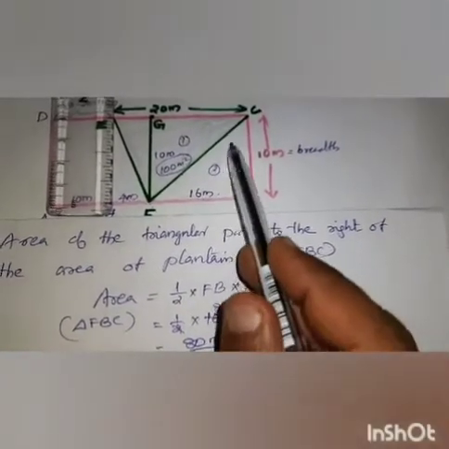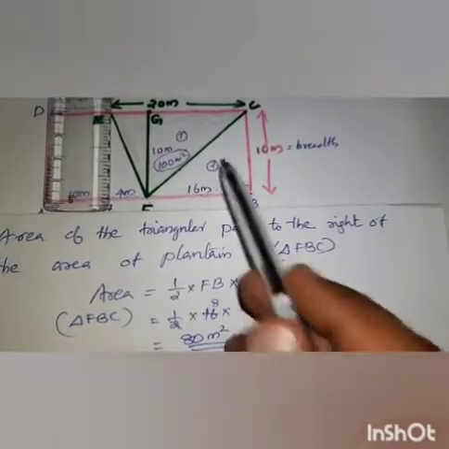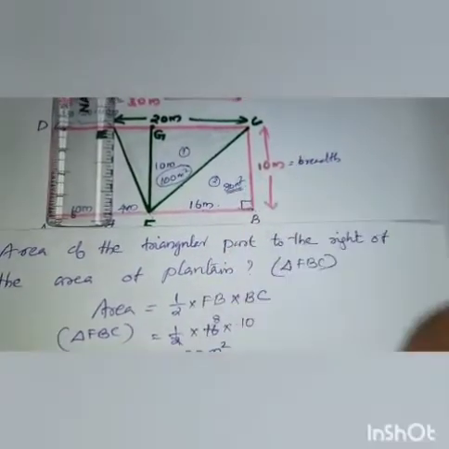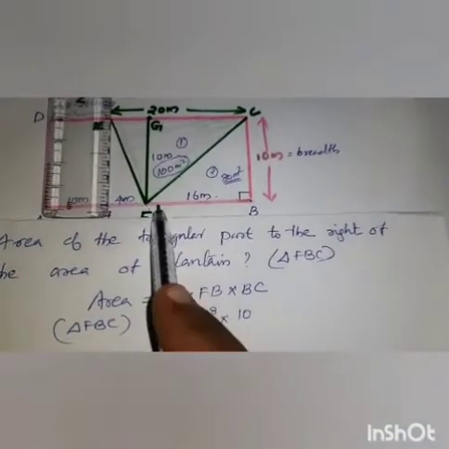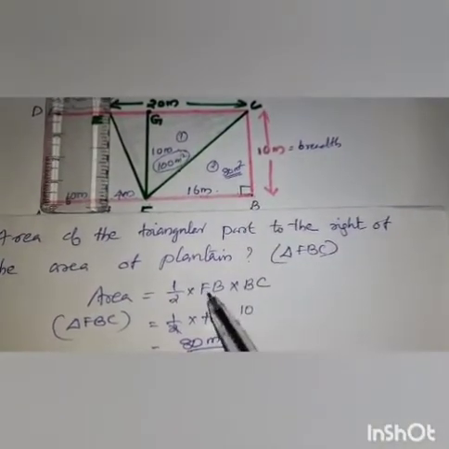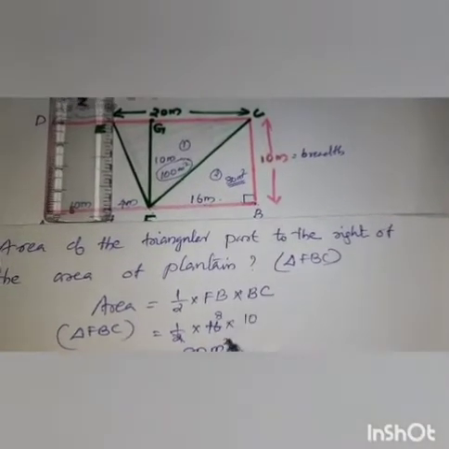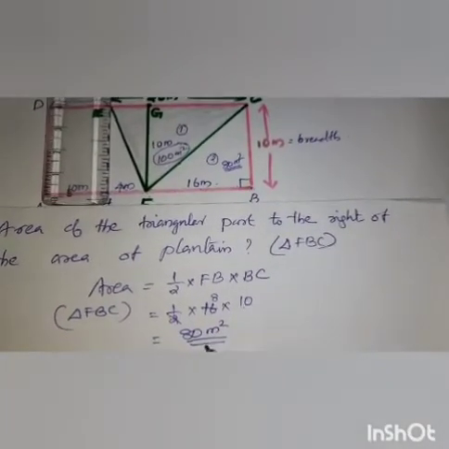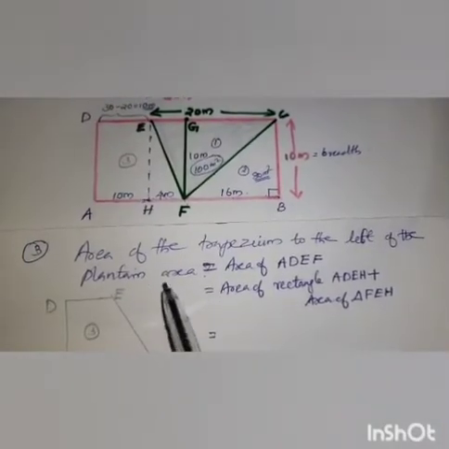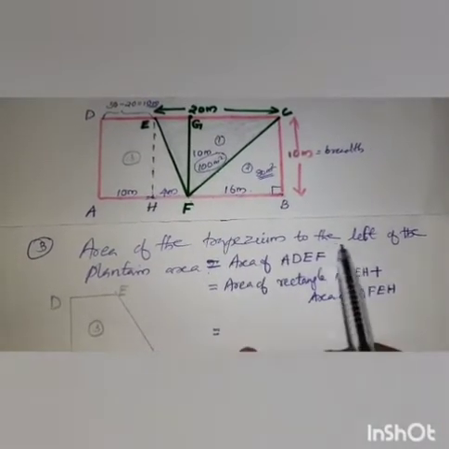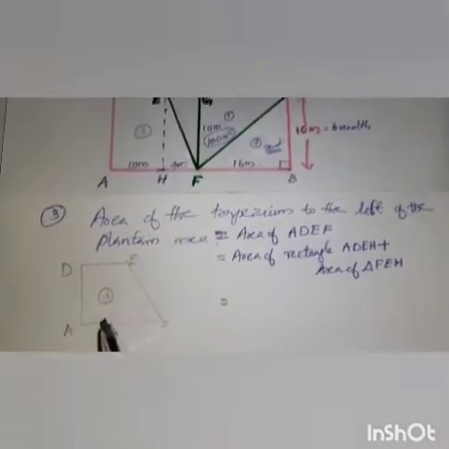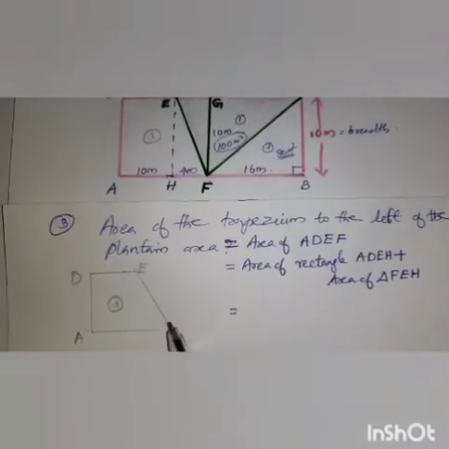So the second portion, the area of triangle is how much? 80 meter square. So the length of the triangle multiplied by the height. So FB into BC. FB is 16 and BC is 10. So answer you are getting as 80 meter square. Next we have to find out the area of the trapezium to the left of the plantain. That is this portion. So drawn here ADEF.